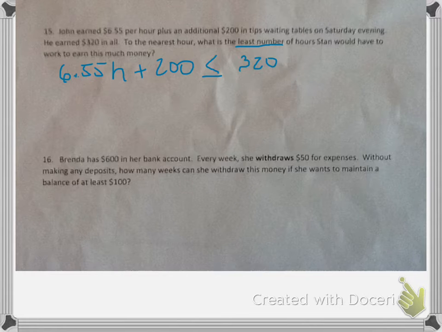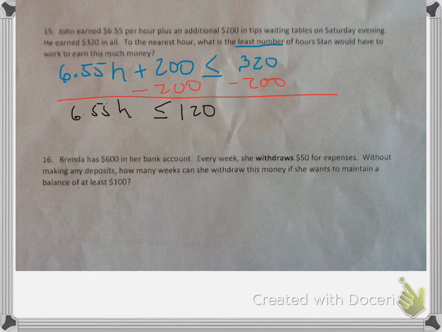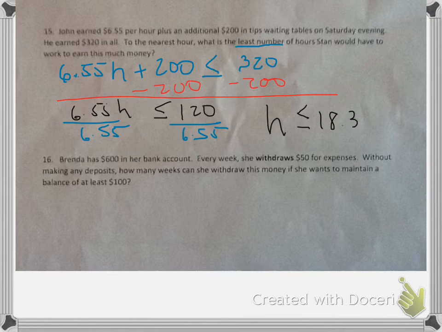So the first thing we're going to do is solve this, and we're going to subtract 200 from both sides. When I do this, I get 6.55H is less than or equal to 120. Then I'm going to divide both sides by 6.55. There's no negative involved here, so we're not going to flip the inequality. So H is going to be less than or equal to 18.32, which means 18 and a half hours.